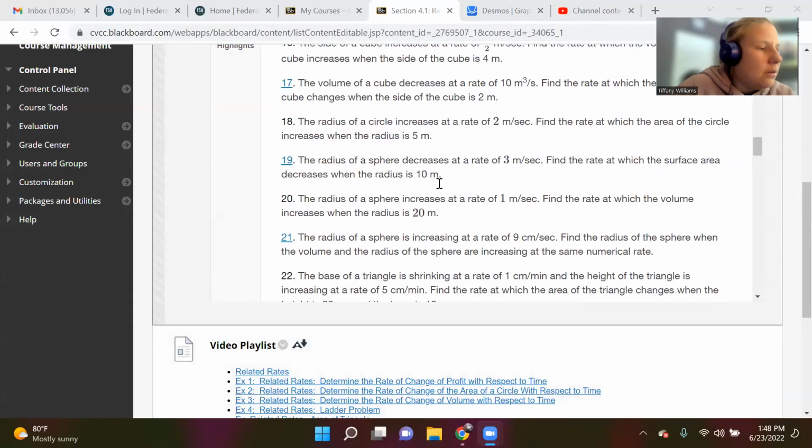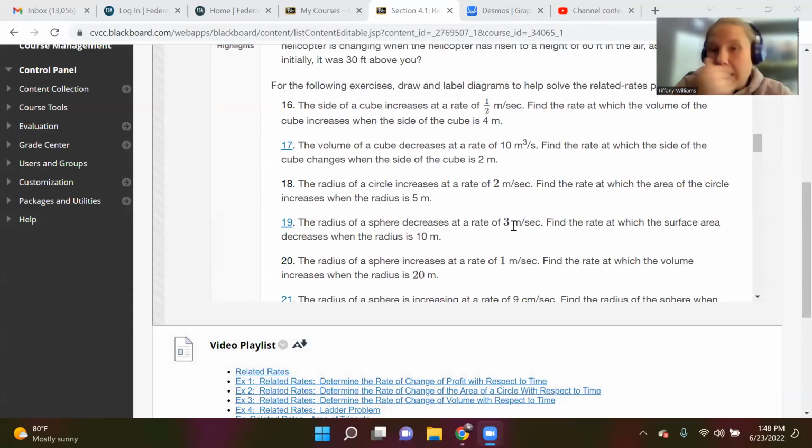We're going to do number 19. Same type problem. The radius of a sphere decreases at a rate of 3 meters per second. Find the rate at which the surface area decreases when the radius is 10. So the radius of a sphere, we could say dr/dt, because it's decreasing, it'd be negative 3 meters per second. So that's dr/dt.